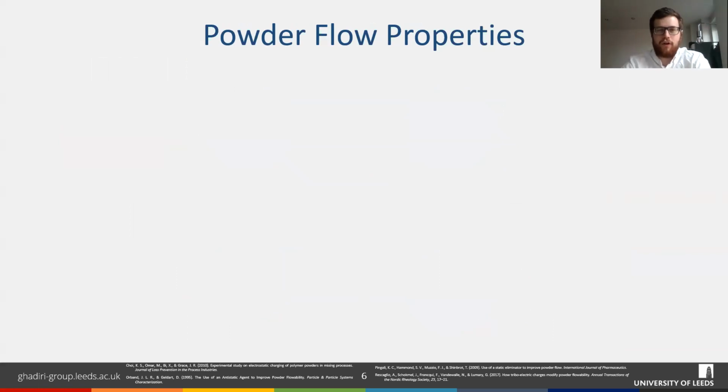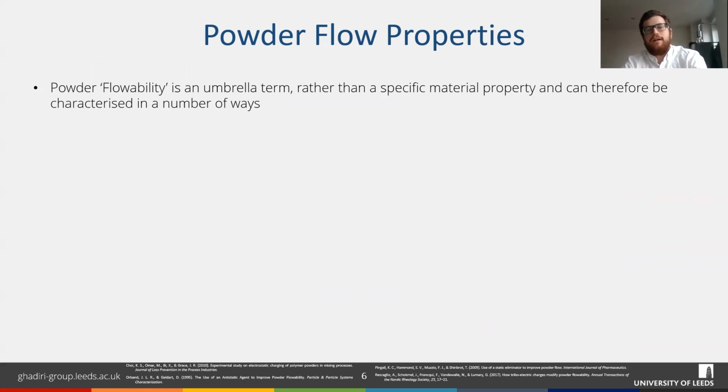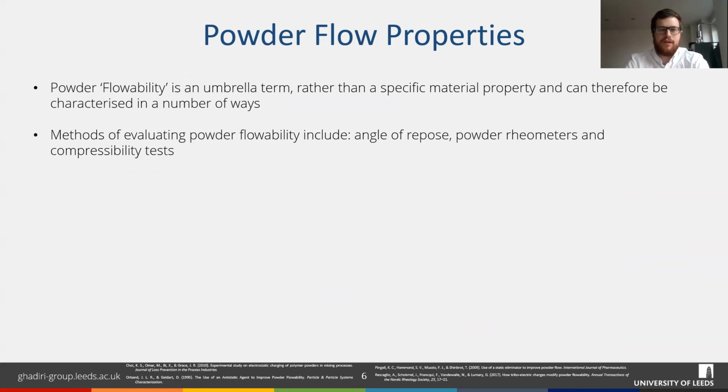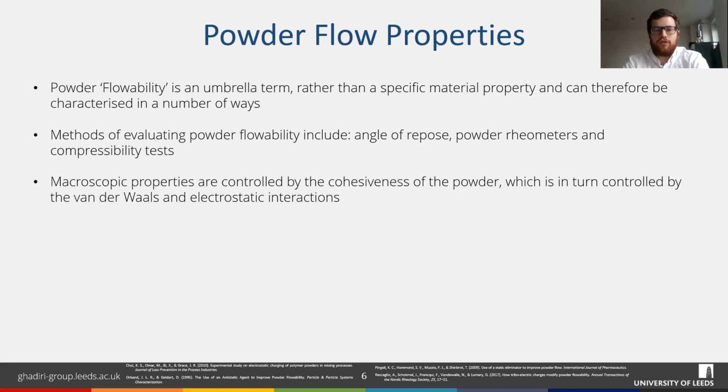So I'll just briefly talk about powder flow properties as well, as this is something that's a little more common. Flowability is an umbrella term rather than an inherent specific material property, and so it can be determined and characterized in a number of different ways. Some of these include angle of repose, powder rheometers, and compressibility tests. The macroscopic properties are controlled by the cohesiveness of the powder, which is then controlled by the van der Waals and the electrostatic interactions, which is something that I'm interested in: linking the electrostatics and the surface charge to the powder flowability.